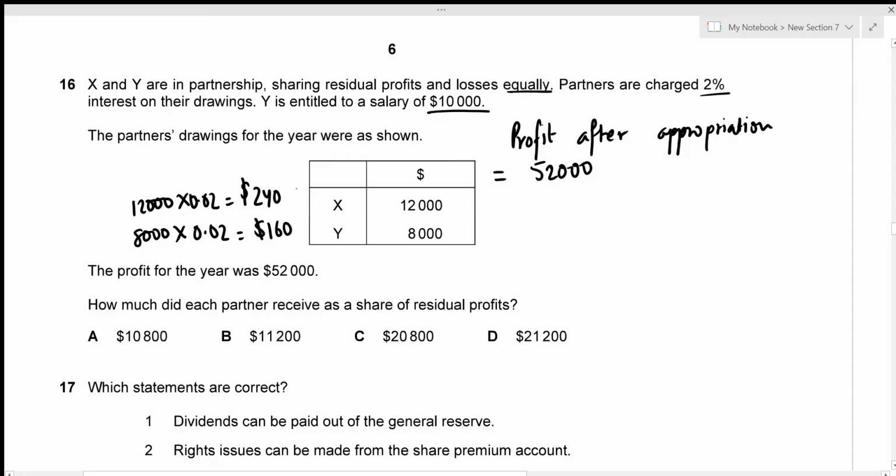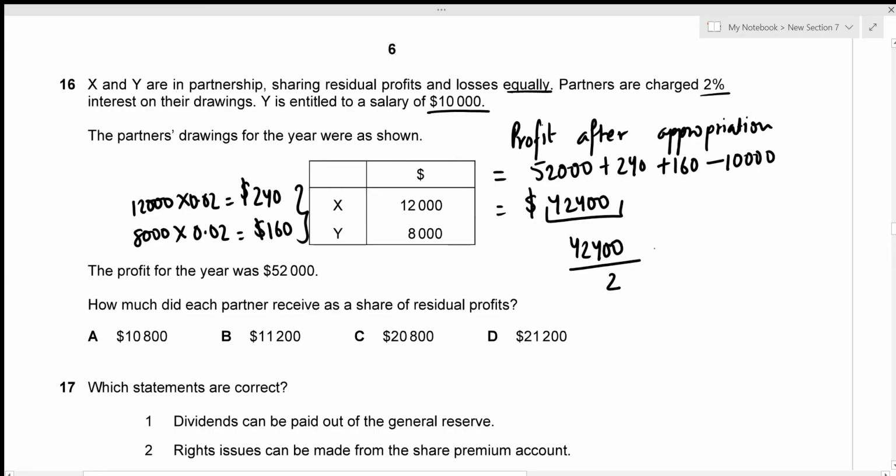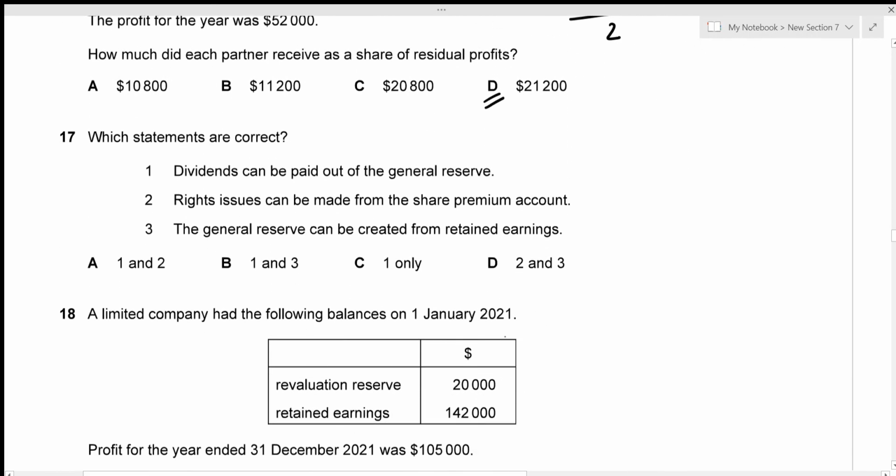So we need to add these two amounts. So that's going to be plus 240 plus 160. Next, we have the salary. Salary is always deducted. So that's going to be a negative 10,000. Now this will give us the profit after appropriation of 42,400. Now this value needs to be divided among two partners X and Y equally. So that's going to be 42,400 divided by 2, which gives us the share of residual profits at 21,200, which is given in option D.